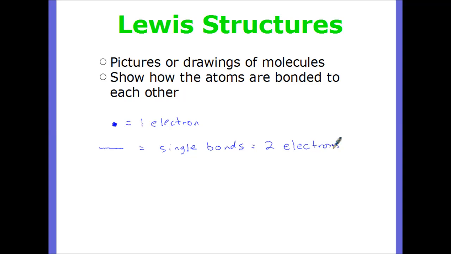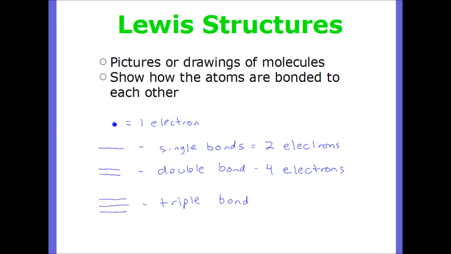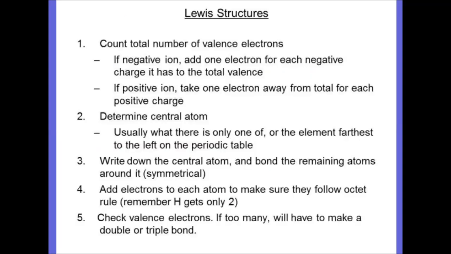All right, whenever you see two lines like this, that is going to represent a double bond. Alright, and that is going to be 4 shared electrons between 2 atoms. Alright, and then if you see something like this with 3 lines, that is going to represent a triple bond. Alright, and that is going to represent 6 shared electrons. Alright, so let's take a look at the rules for learning how to draw Lewis structures. So go ahead and hit pause and write these down.